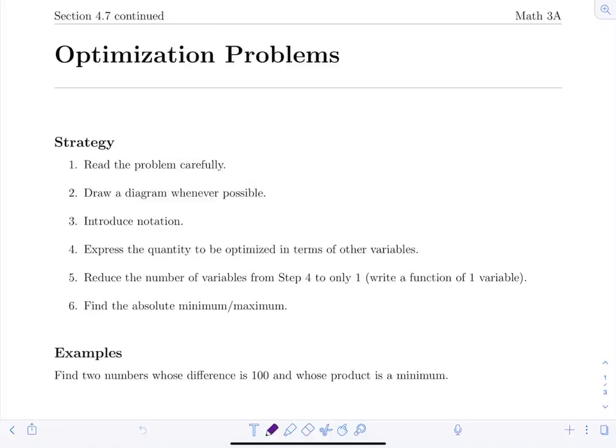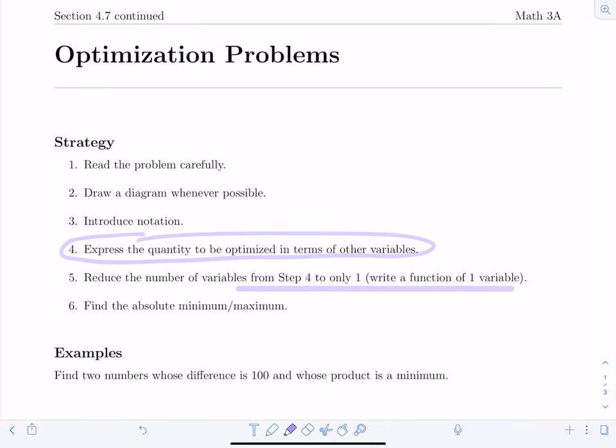First, read the problem carefully. Second, draw a diagram whenever possible. Third, you want to introduce notation, so start labeling quantities in your diagram as well as including derivatives when necessary. Fourth, express the quantity to be optimized in terms of other variables. This is very important. Fifth, reduce the number of variables from step 4 to only one. We need to write our function of only one variable.